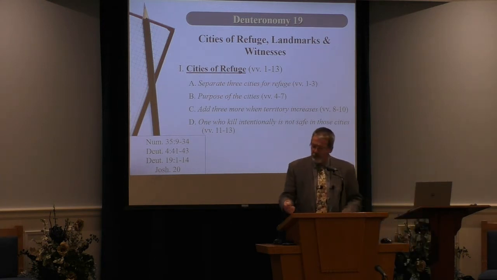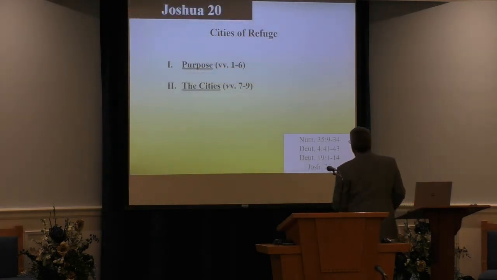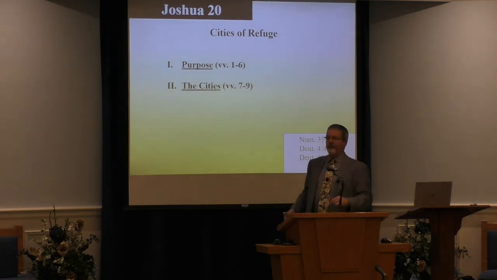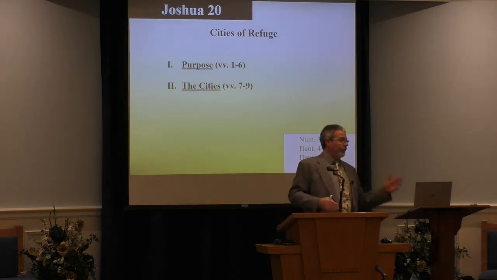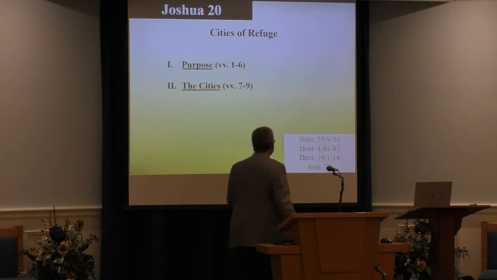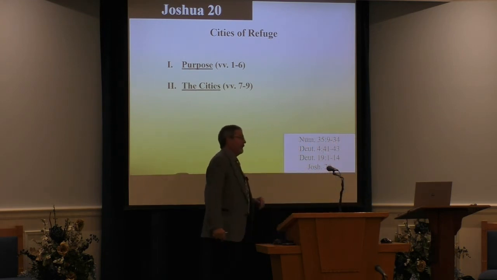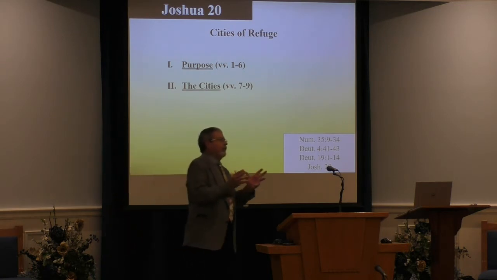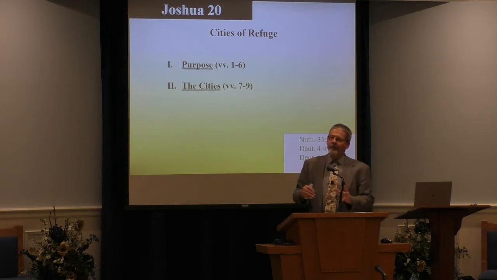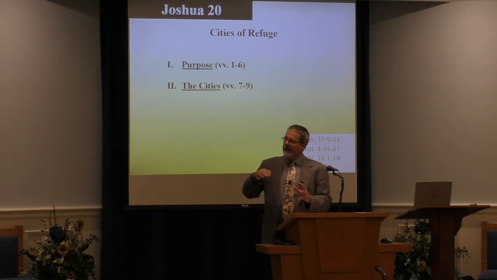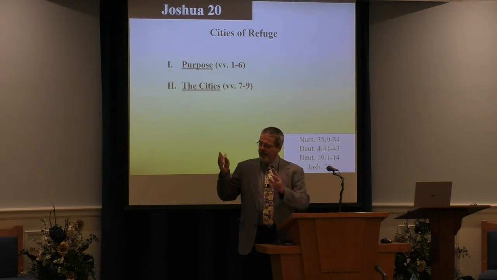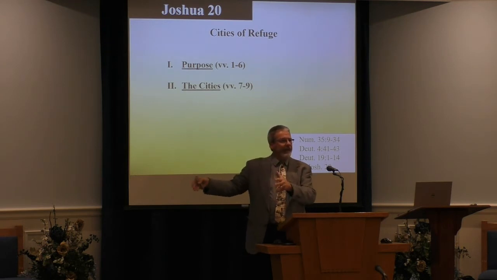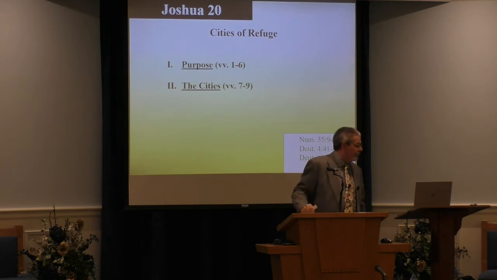So let's go over to Joshua 20, and if you didn't do that a while ago, this would be a good time to write down these other three references: Numbers 35:9 to 34, Deuteronomy 4:41 to 43, and Deuteronomy 19:1 to 14. Those are your other passages that are going to help us. The purpose of doing that is not only to know where the other passages are, but you may come across a comment, maybe in a commentary, that says XYZ about these cities, and then you say, I didn't read that in Joshua 20. They're probably picking that up from Deuteronomy 19 or Deuteronomy 4 or Numbers 35.